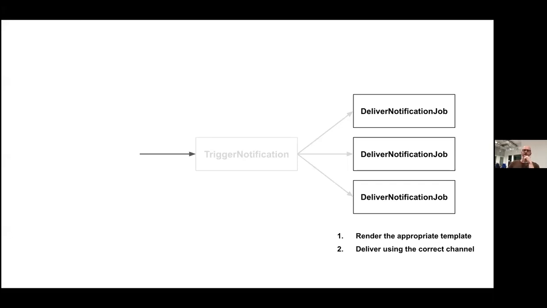Then once we have triggered the notification, it will schedule some background jobs. What these jobs will do is they will render the templates, and they will try to deliver the notifications using the correct channel. So delivery could be send a mail using our own Asenda SMTP system, send a mail using the partner's system, send a push notification through the partner's API, send an SMS through the partner's API. We have all sorts of channels implemented here.